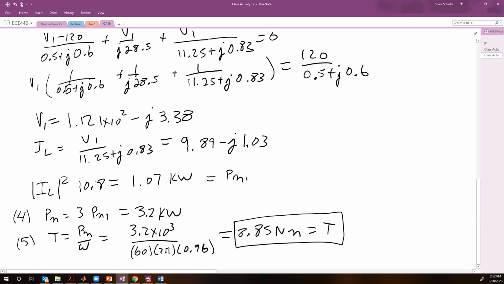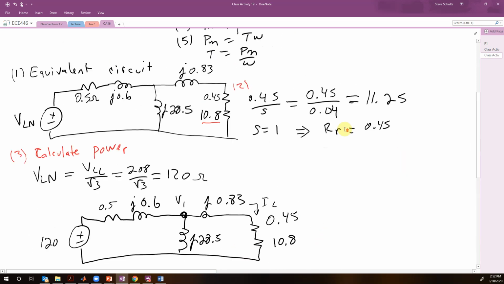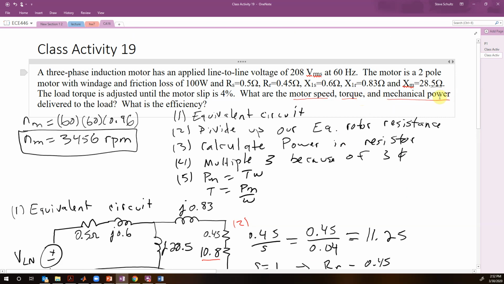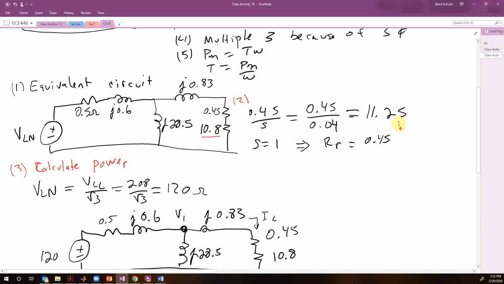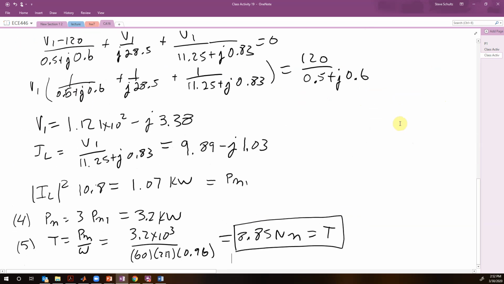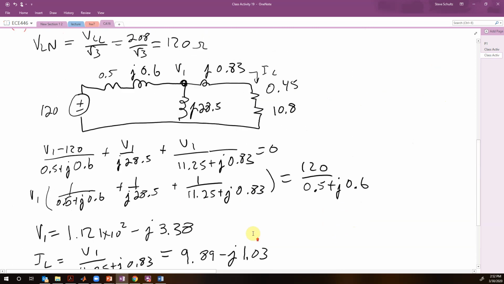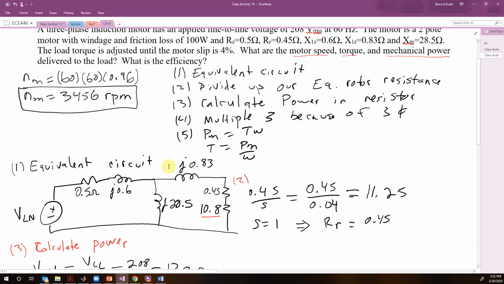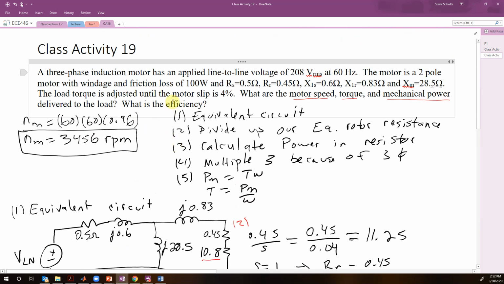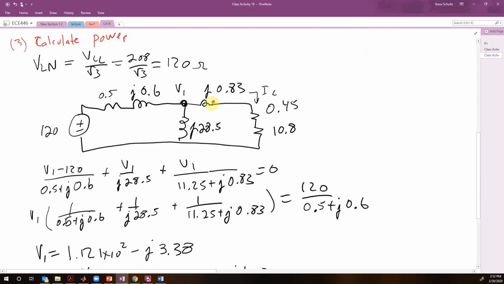Okay, so now we have our torque, speed, mechanical power. Here was my mechanical power. So we have our mechanical power, 3.2 kilowatts, torque of 8.85 Newton meters, and our speed was 3,456 RPMs. So now the last piece is just our efficiency.